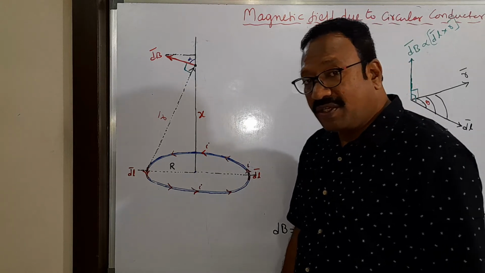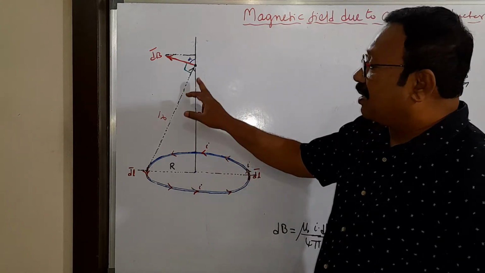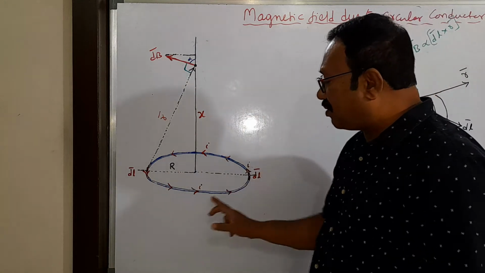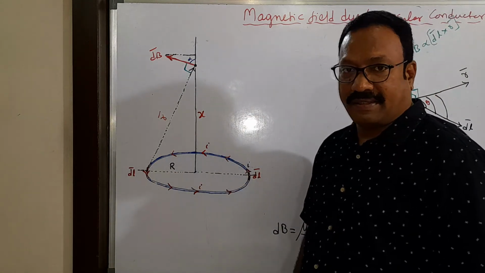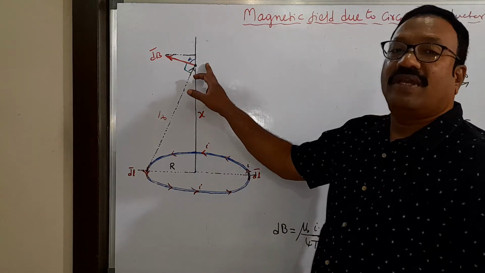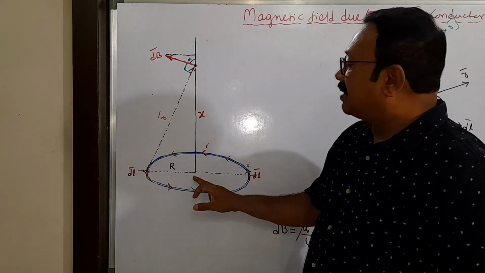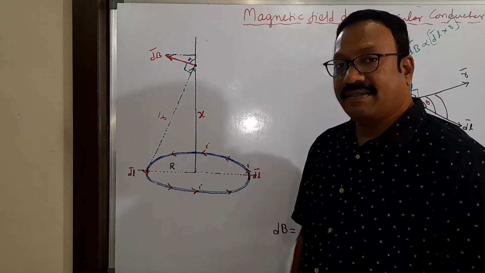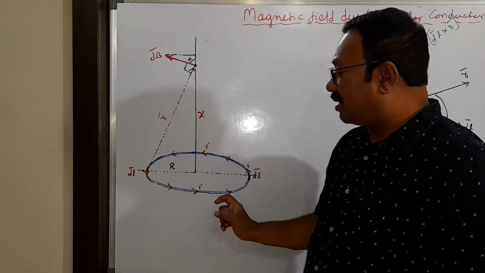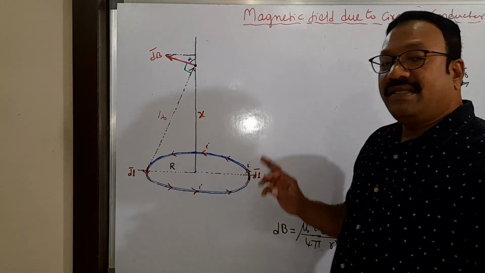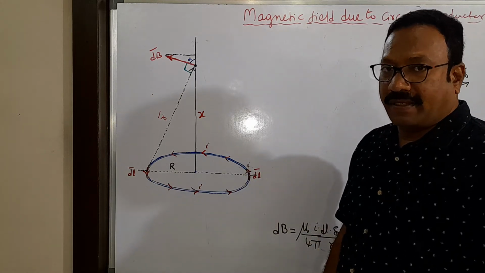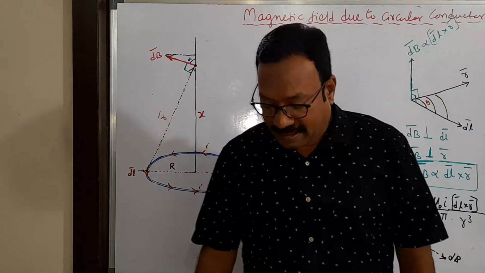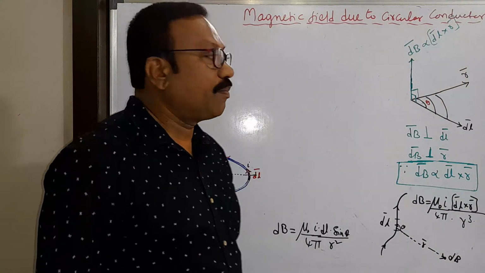What do I want to determine here? I want to determine the magnetic field on the axis of this circular current carrying conductor. The point where you are determining the magnetic field is at a distance x from the center. Let r be the radius of the circular conductor and current I is flowing in this conductor. So this derivation is also very important, as I said, for CBSE board exams.